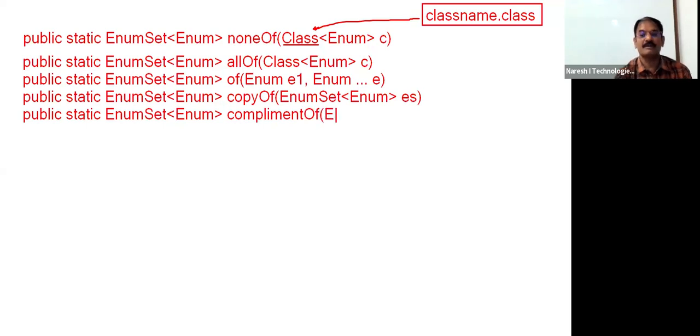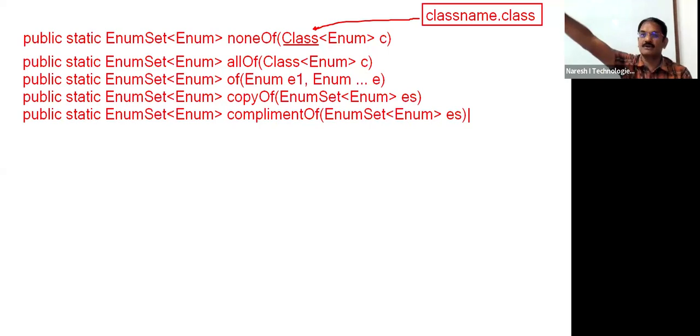What is the purpose of complement of in EnumSet? I don't want these named constants; I want all the remaining named constants. For example, I am writing E2 dot complementOf E1. In E1 some named constants are already available. Except these named constants, you copy all the remaining named constants.